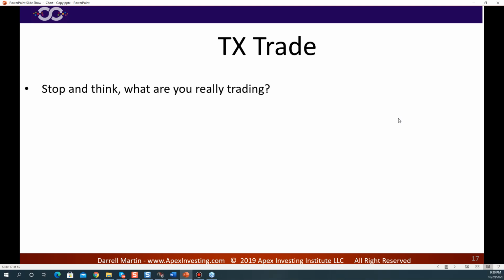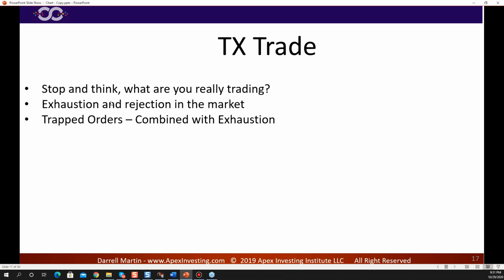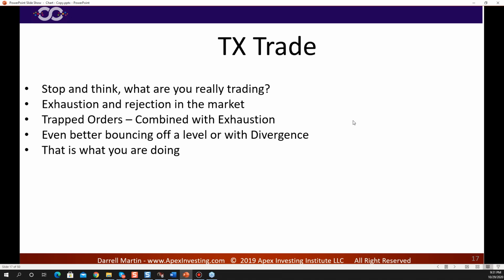So what is a TX trade? Well, I want you to stop and really think about it. You wouldn't have realized this before, but we want a reversal bar with trapped orders and an exhaustion box, right? So what is it we're really trading in the market? Are we trading a random indicator? Are we trading some special apex crossover indicator? No, we're simply looking for what? We're finding exhaustion and rejection in the market, combining that with trapped orders going the other way. Even better if it's off a level, and we're just going the other way. We're taking advantage of that exhaustion and trapped market and going the other way with the big boys.